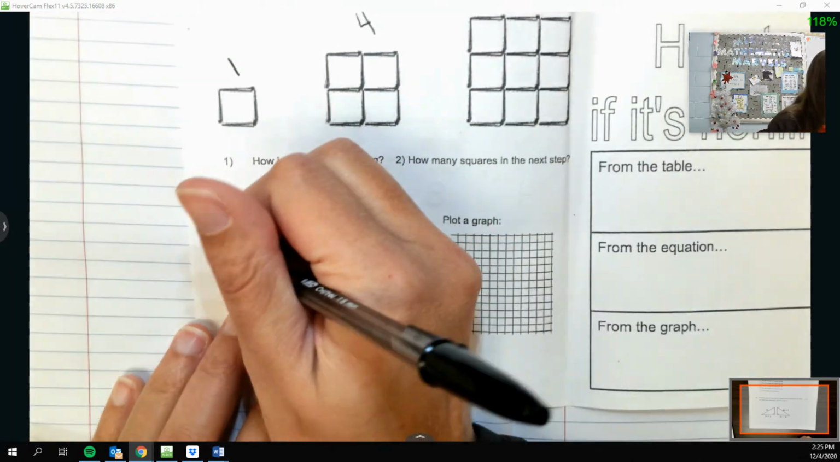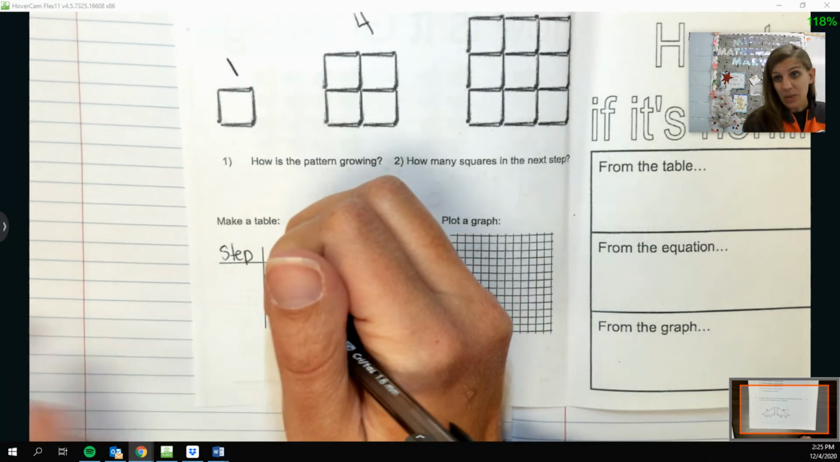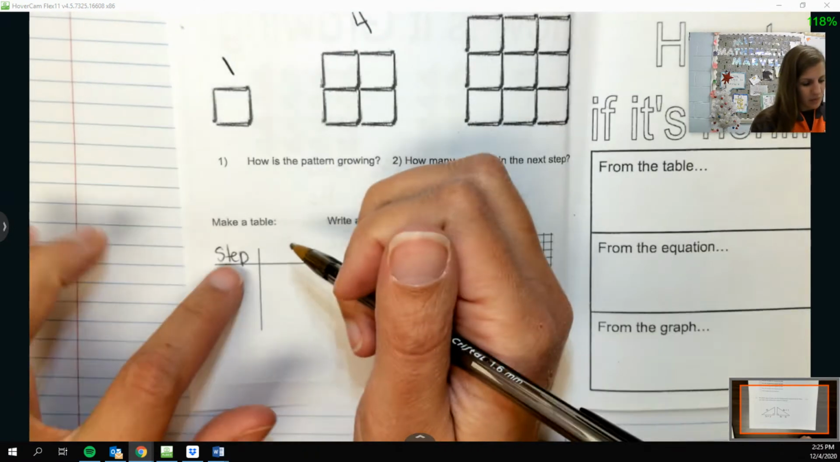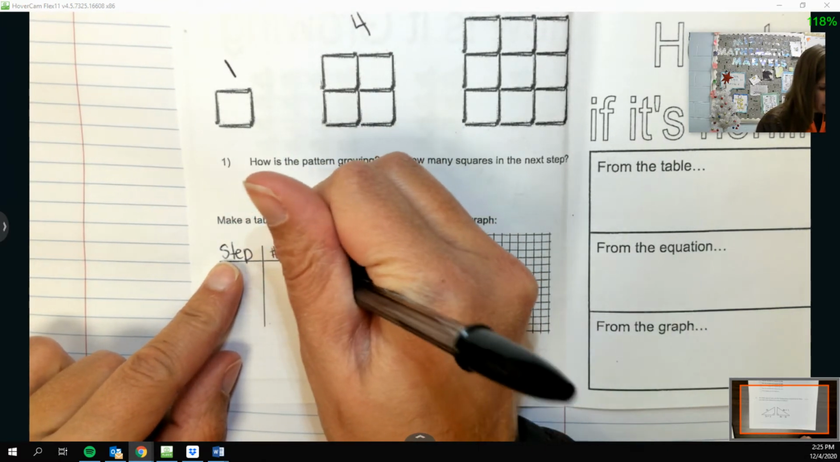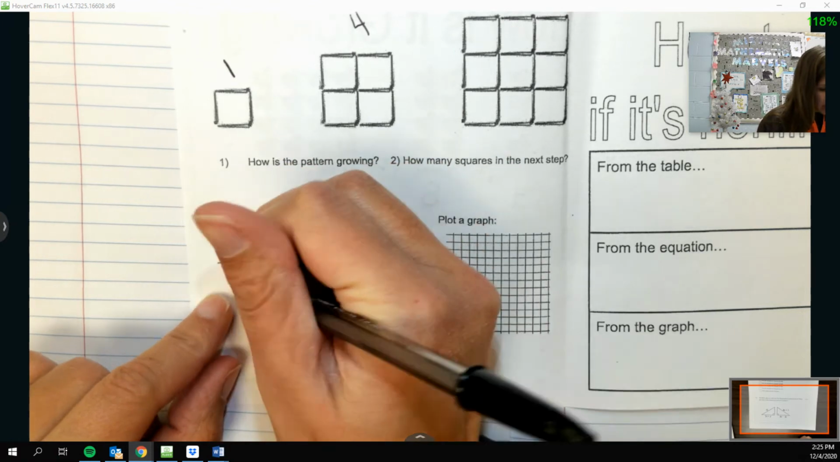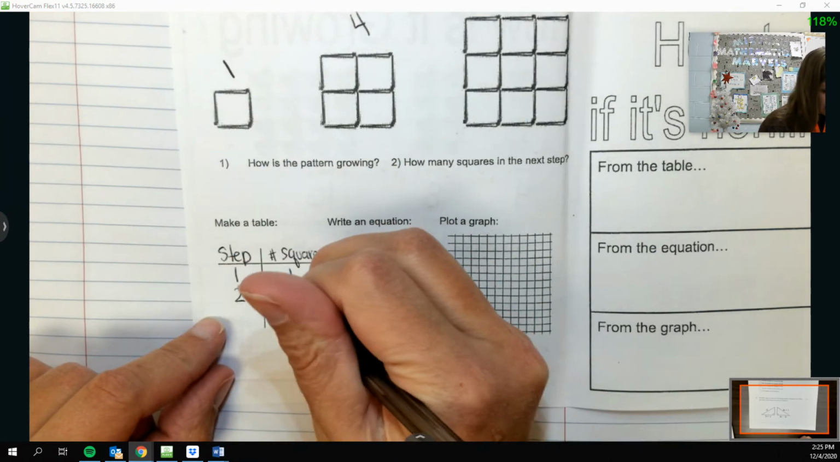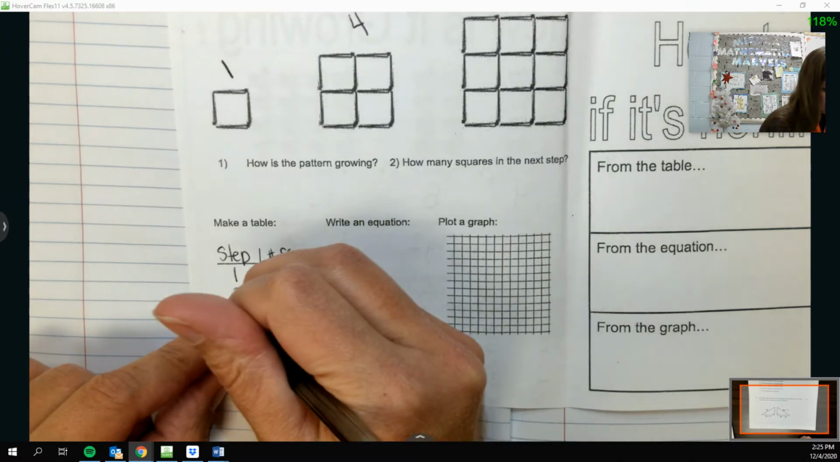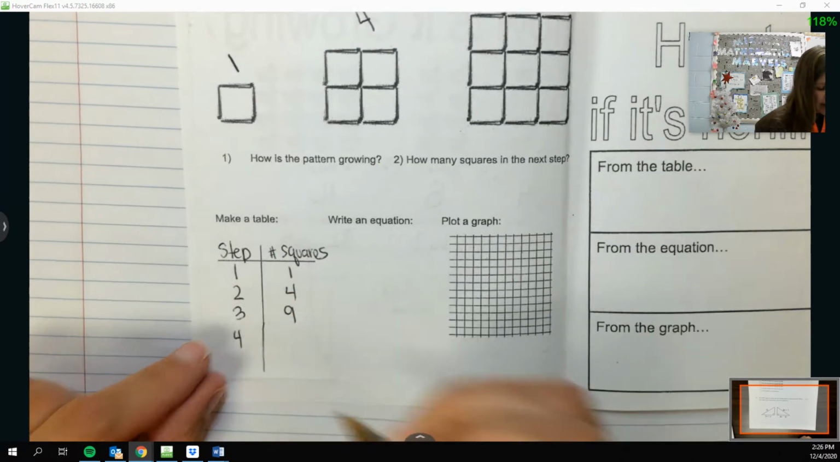I'm going to make my table because sometimes if I see the numbers in a row better, I can guess what the next one will be. So if I write out this step and then number of squares. So on step 1, there's 1 square. On step 2, there are 4 squares. On step 3, there are 9 squares. So I need to try to make a guess.